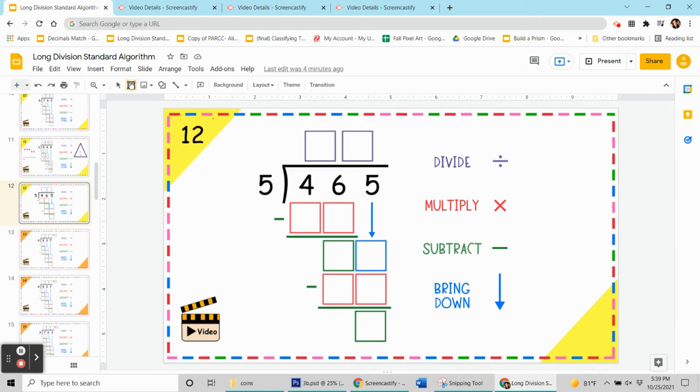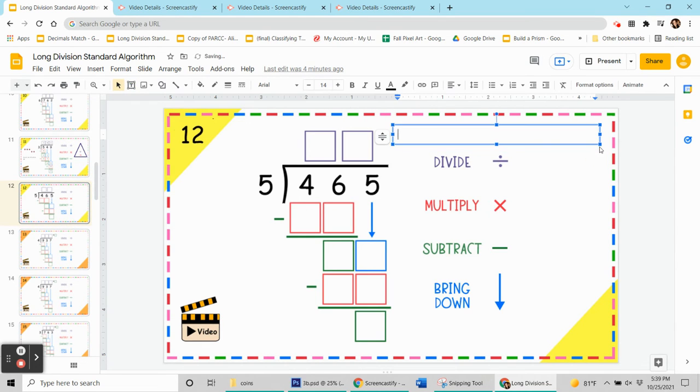So if you know your times tables, that helps a ton. 5 times something will get you close to 46. Another thing I like to do is skip count my 5s and see how close to 46 you can get before you go over. That is my favorite way to do this. So I went over. So I'm going to take whatever the closest was, which was 45. So 1, 2, 3, 4, 5, 6, 7, 8, 9. 5 can fit into 46 9 times, because if you go 10 times, you went too far.